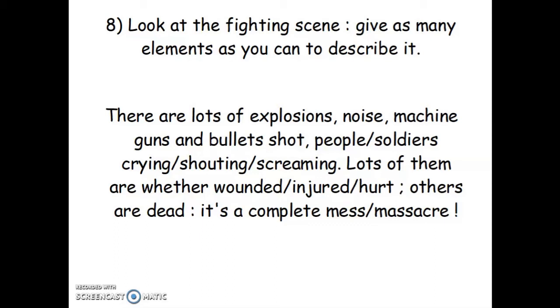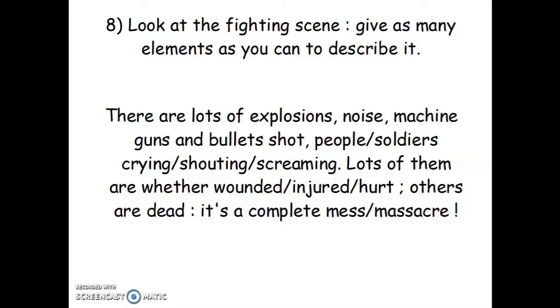So among all the elements you could have found, you can say that there are lots of explosions, lots of noise, lots of machine guns and bullets shot. The soldiers are crying, shouting, screaming. Lots of them are wounded, injured or hurt, and some others are dead. What we can say about this fighting scene is that it's a complete mess, a complete massacre. And we're going to come back to this later when we correct the different pictures.